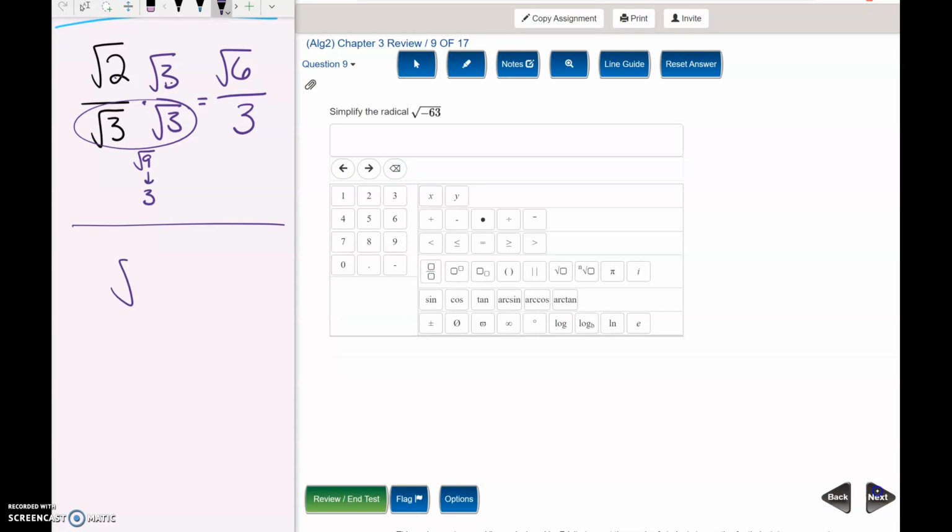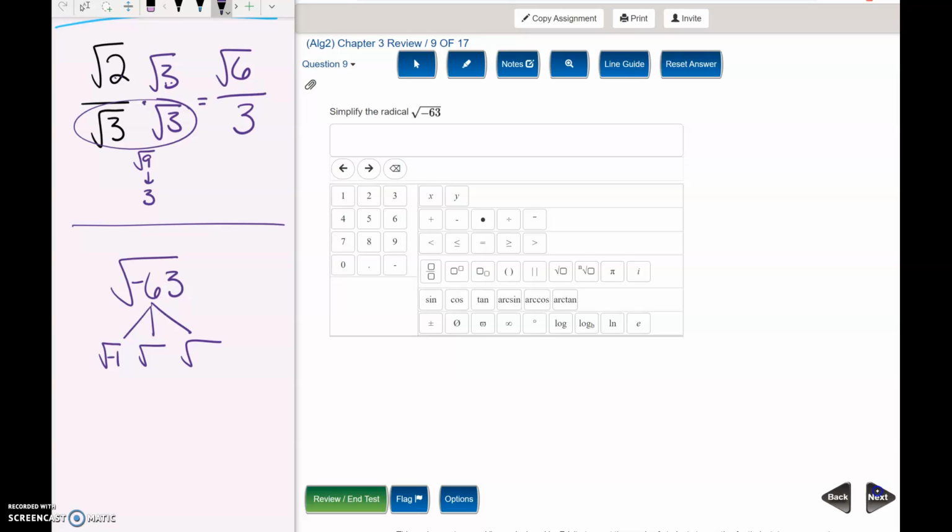The square root of negative 63. Anytime you have a negative under the radical, you're going to split this 3 ways. You've got a -1 and then split up 63 using your perfect squares. So half of 63 is 31. So 25 would be the closest perfect square.